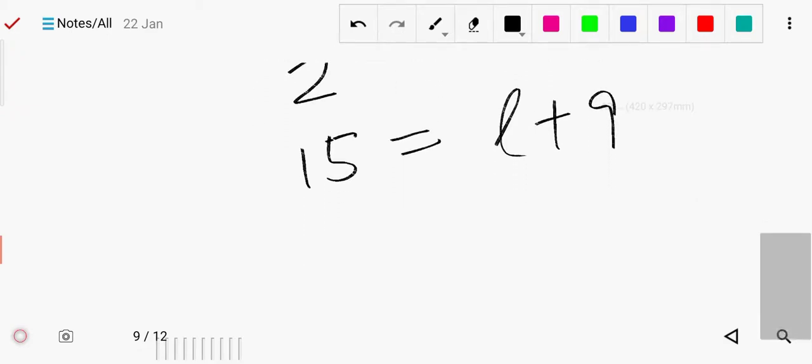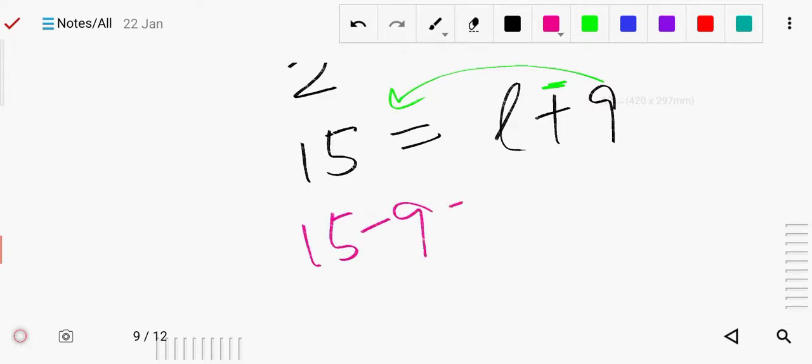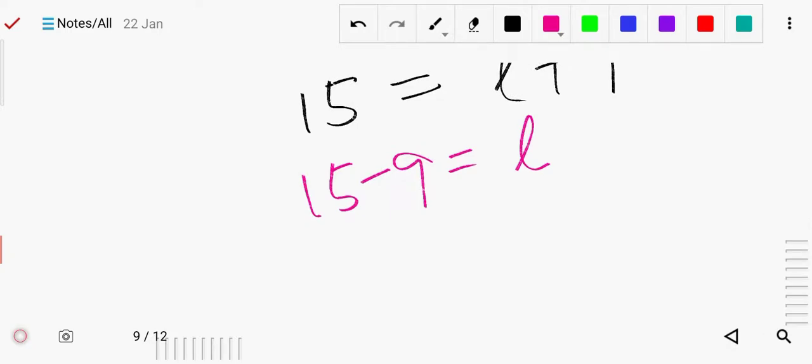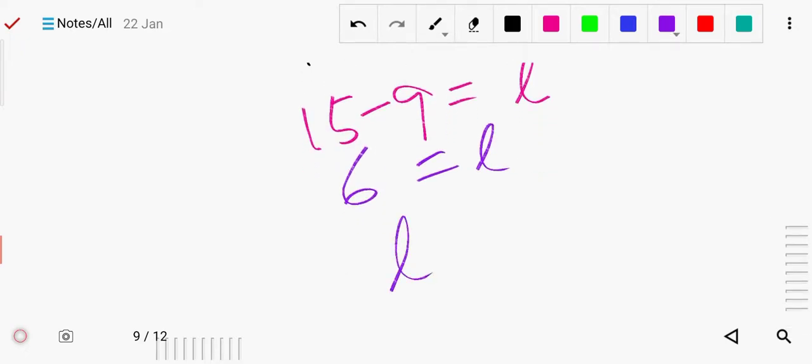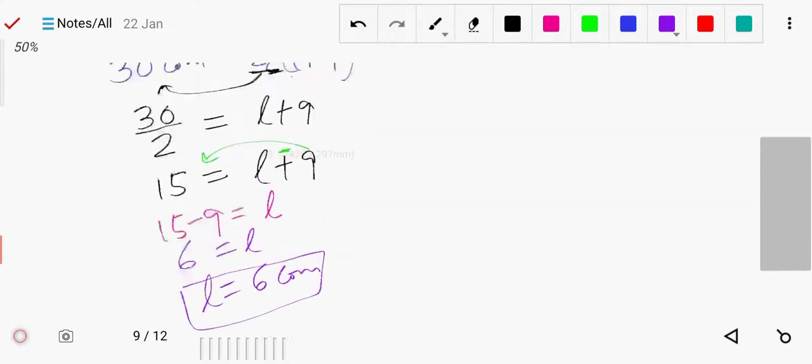Now again this 9 you can send to this side. Here it is plus, so on this side it will be minus. So now 15 minus 9 equals L. Now you subtract 9 from 15, so it will be 6. Because this L is in centimeter, you can write L equals 6 centimeter. This is your answer.